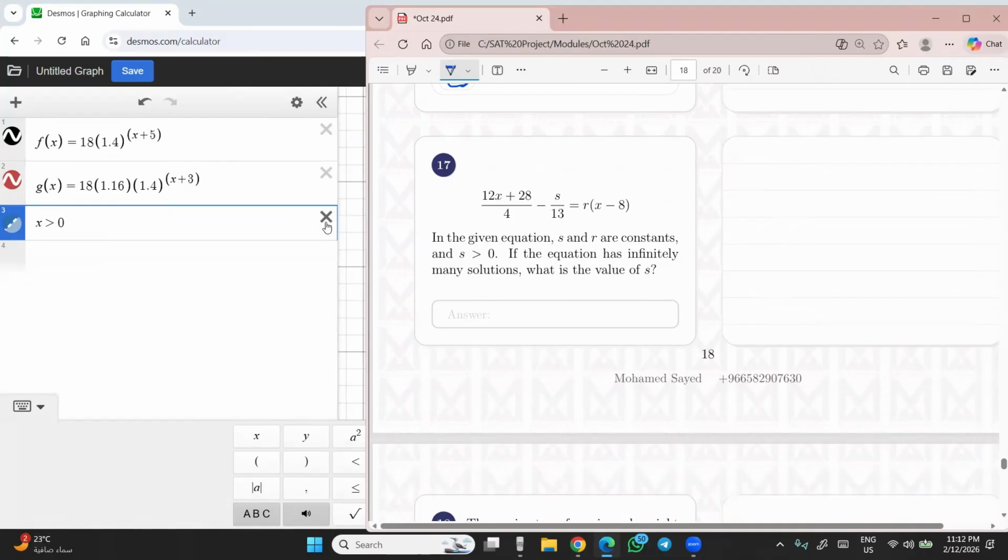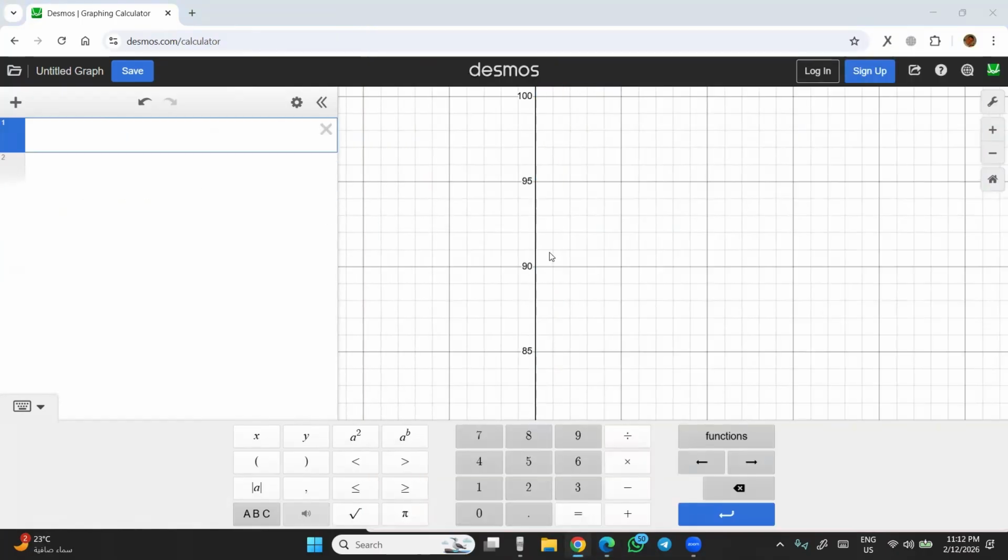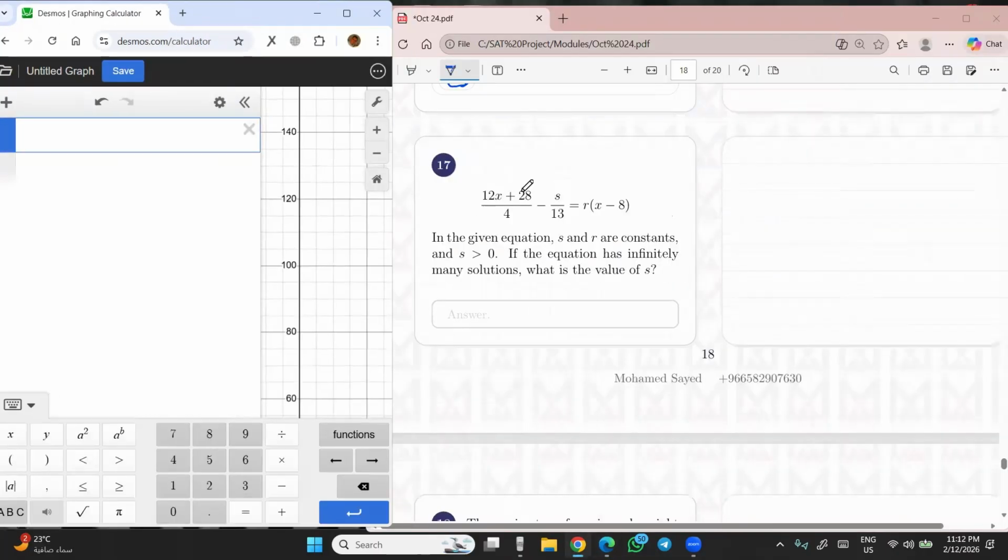Question number 17, let's evaluate this. 12x plus 28 over 4 minus s over 13 is equal to r into x minus 8. In the given equation, s and r are constants, and s is greater than 0. If the equation has infinitely many solutions, be careful about infinitely many solutions in one linear equation. You have to consider this.